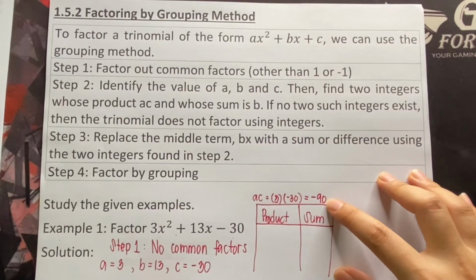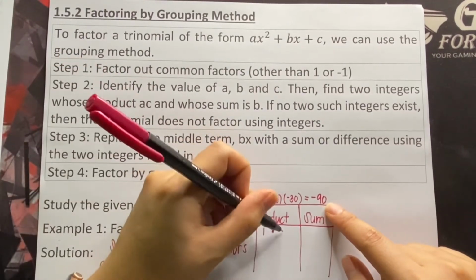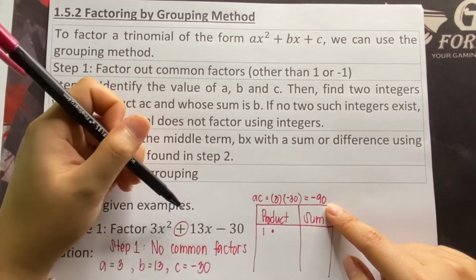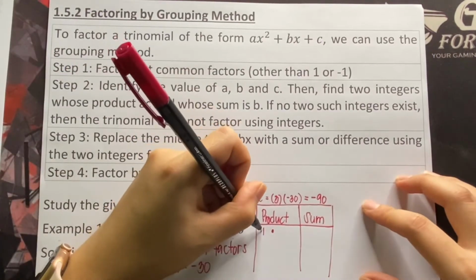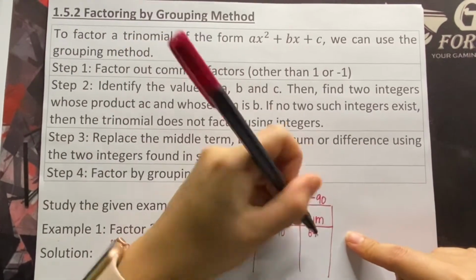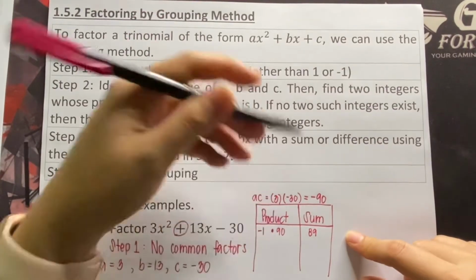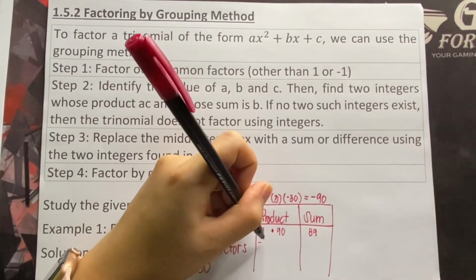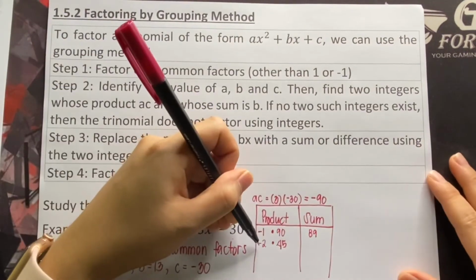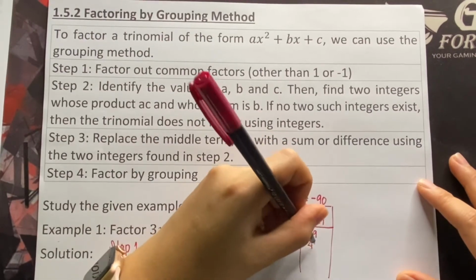Okay, yung B 13. So, start with 1. 1, dahil negative si 90, yung isa dyan, negative. Alin ang negative? Yung mas maliit. Kasi ang nasa middle term na operation ay addition. So, ang negative ay 1. Negative 1 times 90. O, ano yung sum niyan? Positive 89. Bakit positive? Kasi positive yung mas malaking number. Next, negative 2 times 45. Okay. Negative 2 times 45 is negative 90. Negative 2 plus 45 is 43.